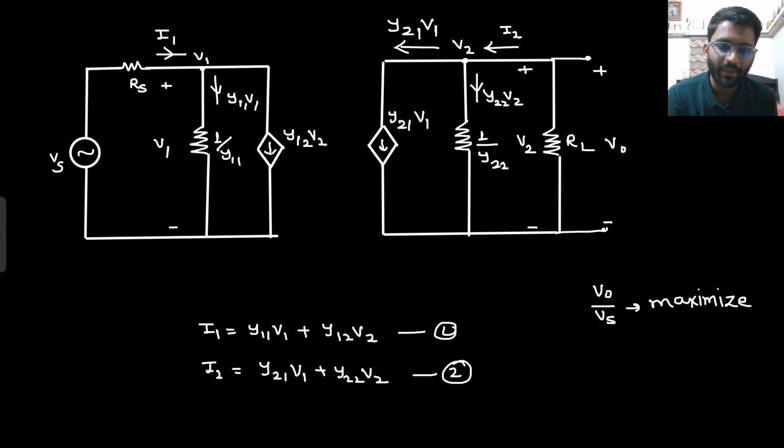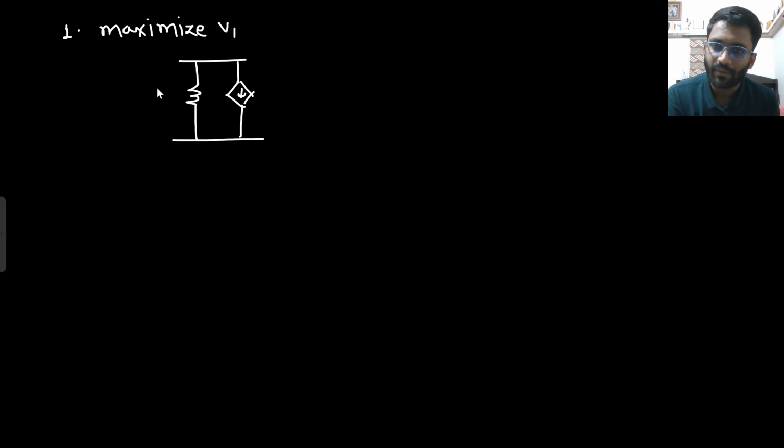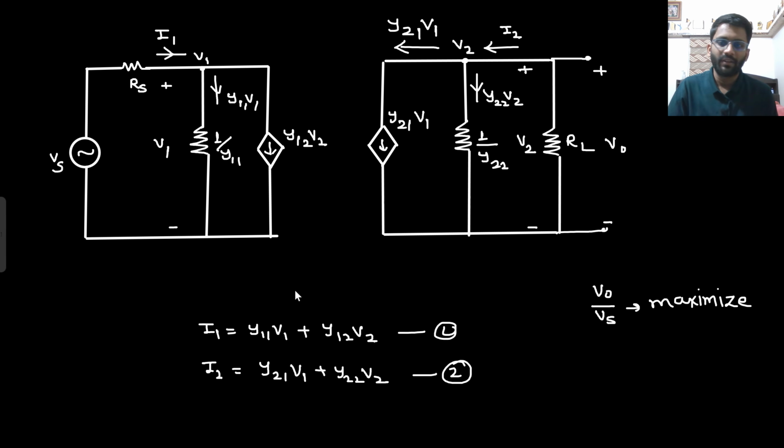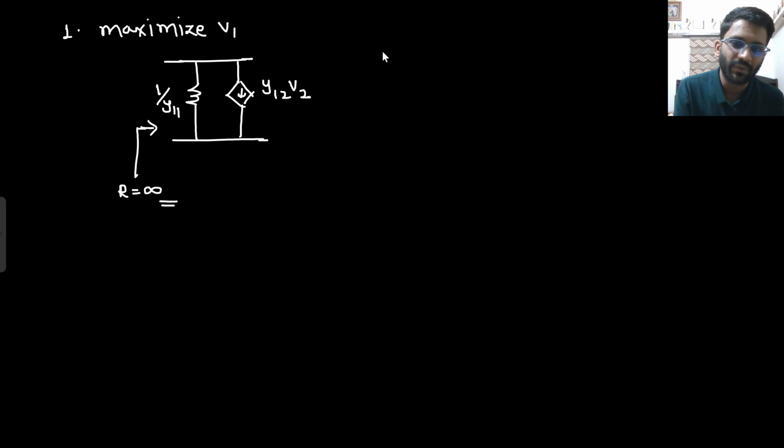So here I was having 1 by Y11, and this was Y12 V1, I guess. Y12 V2. And from here, whatever that was coming. So if I make this resistance as infinity, what will happen? V1 will be equal to Vs only, right? If R is infinity, V1 will be equal to Vs.